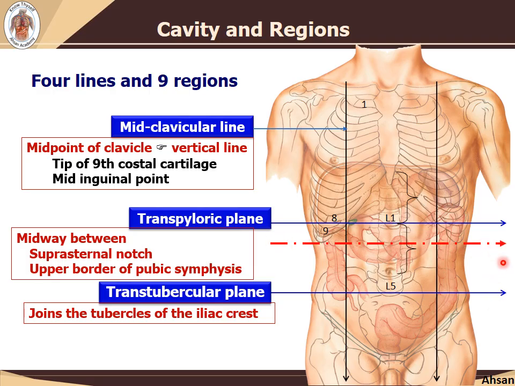Sometimes other planes are also used. This is the subcostal plane. For some purposes, this is also used. And this one is the plane passing through the highest point on the iliac crest. So these two are other planes which will help you to identify.